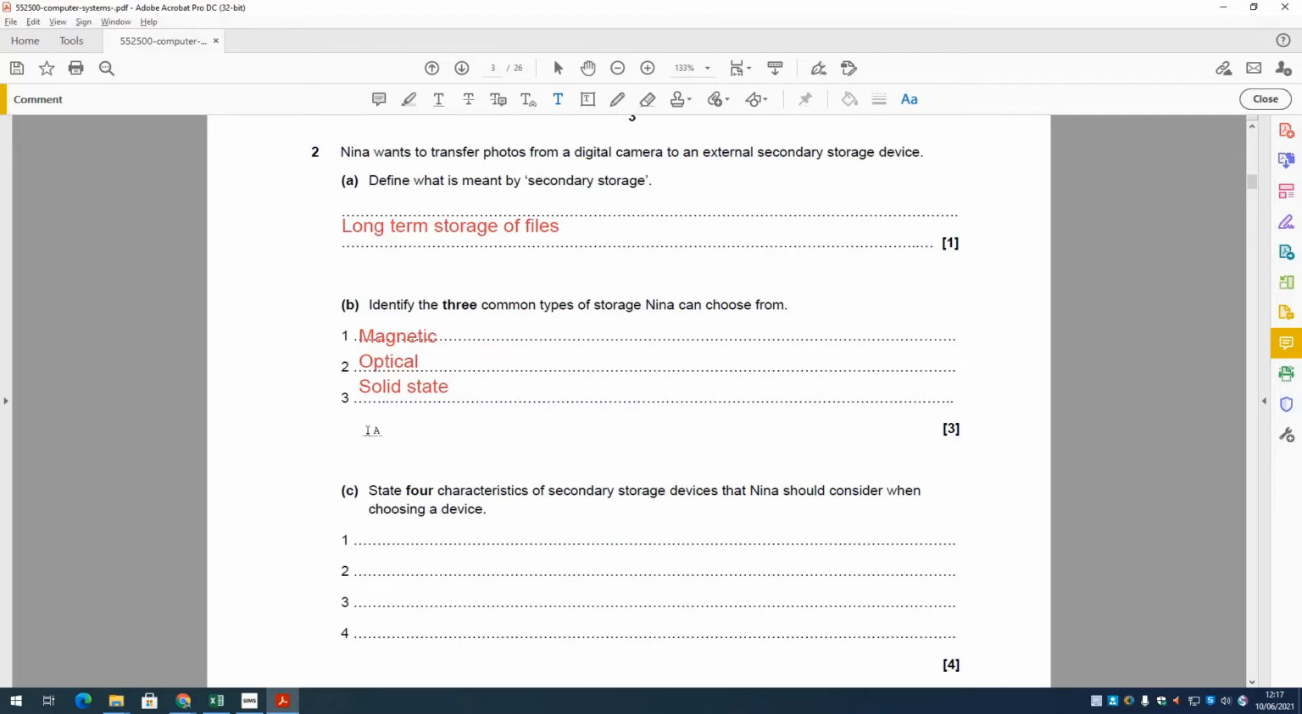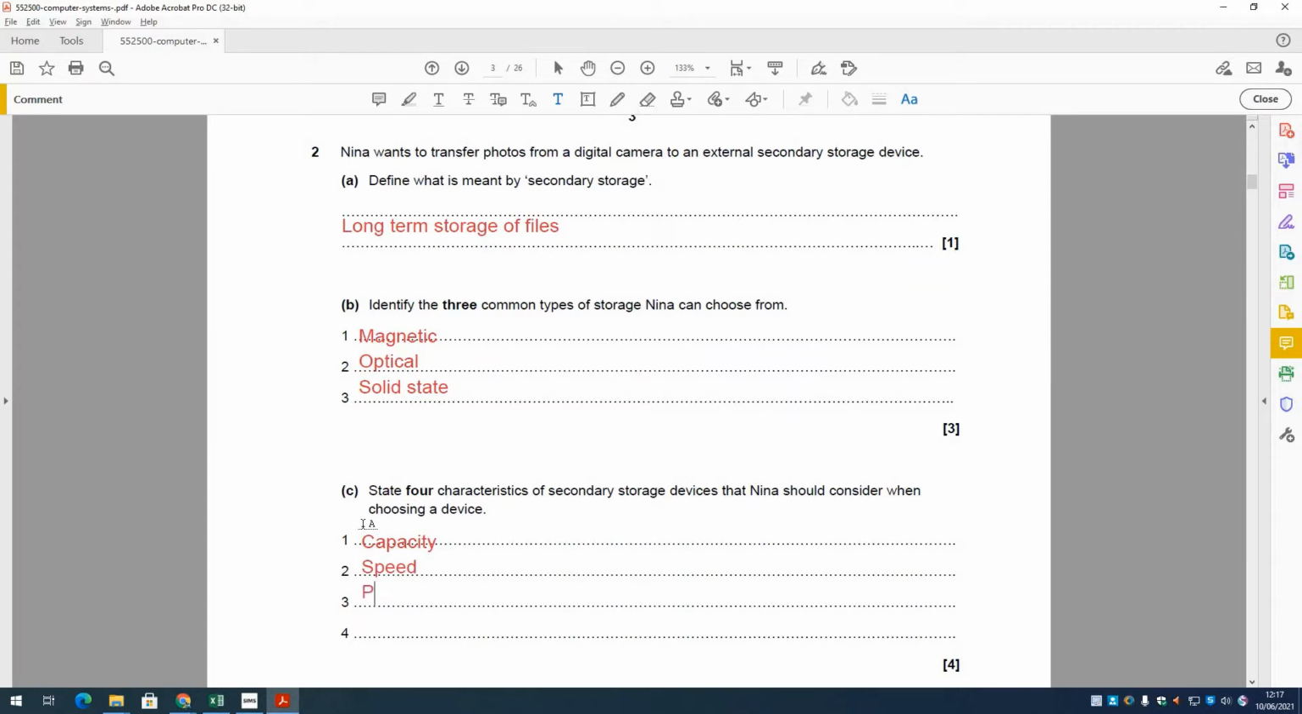Okay. State 4 characteristics of secondary storage. So they would be things like capacity, how big it is. You could mention the speed.